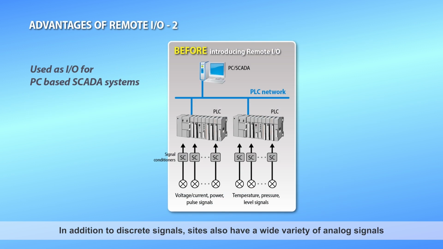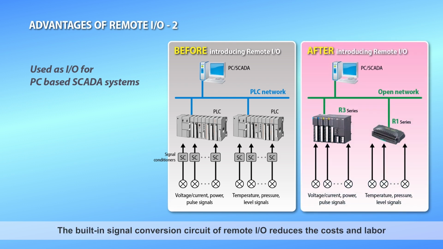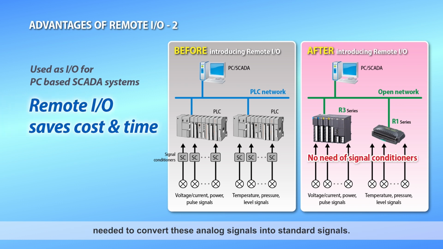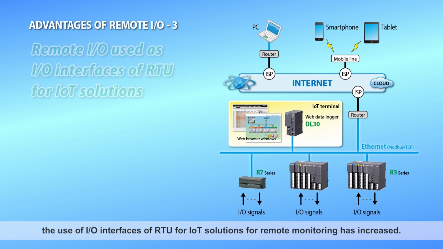In addition to discrete signals, sites also have a wide variety of analog signals, including temperature and pressure signals. The built-in signal conversion circuit of remote I/O reduces the costs and labor needed to convert these analog signals into standard signals. In recent years, in addition to DCSs and PLCs for monitoring and control system applications, the use of I/O interfaces of RTU for IoT solutions for remote monitoring has increased.